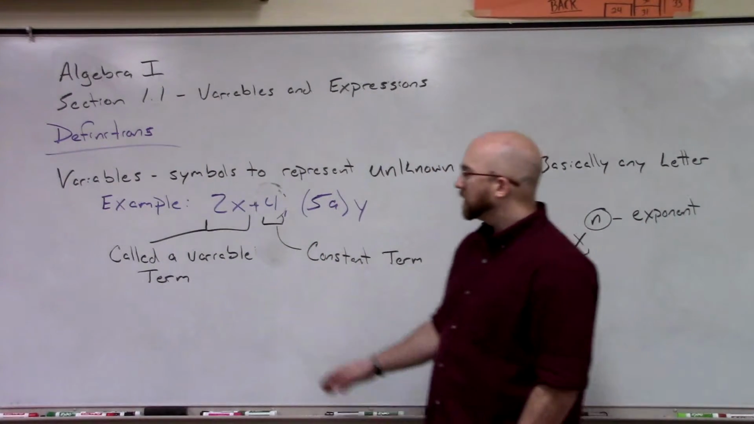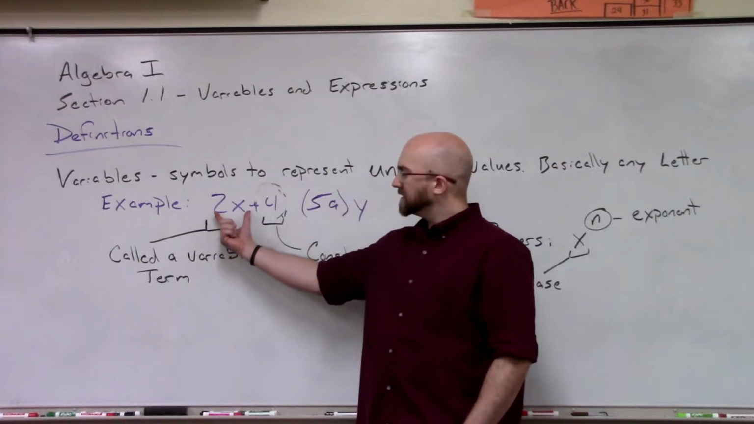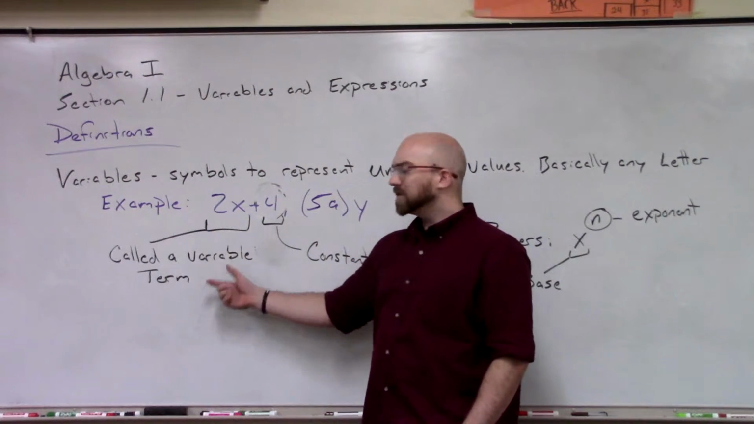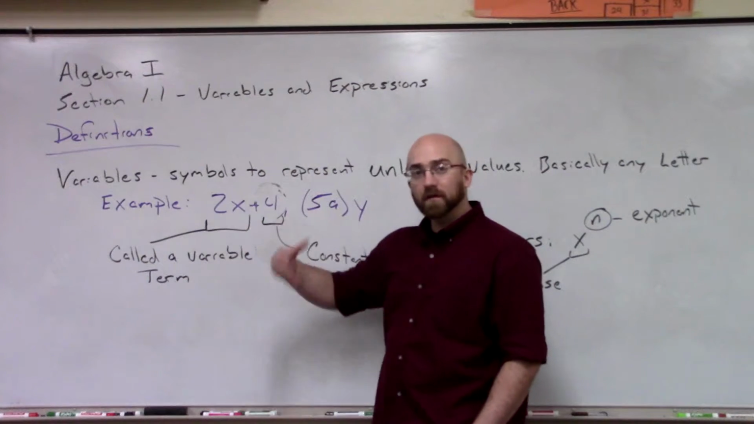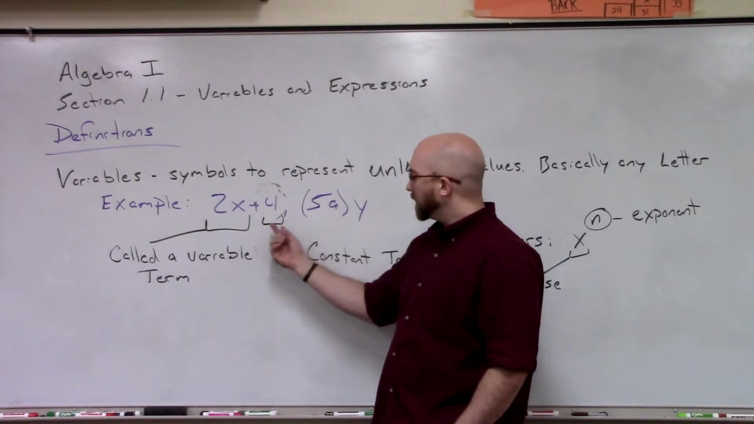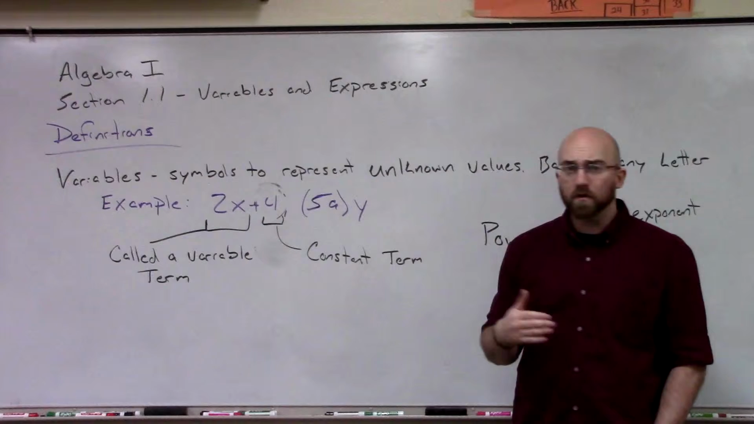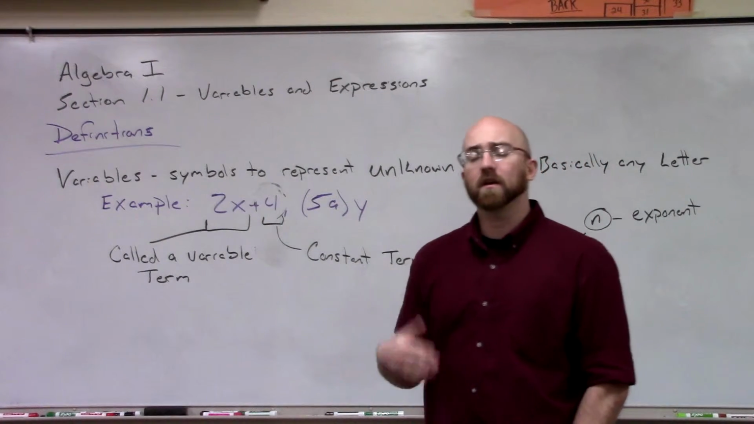With that, this is a term. If this is just 2x, that's called a variable term, because it has a variable part with the number. This 4 I put is a constant term. It means there's no variable to it, so it's never going to change. It will always be 4.